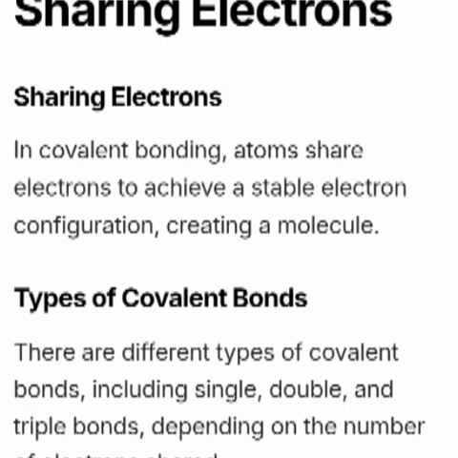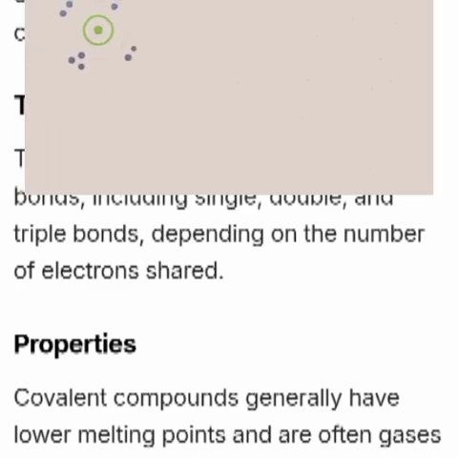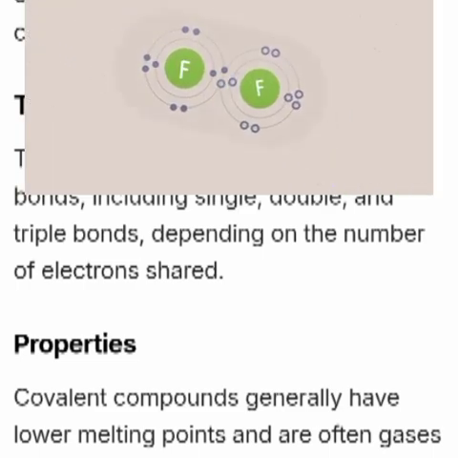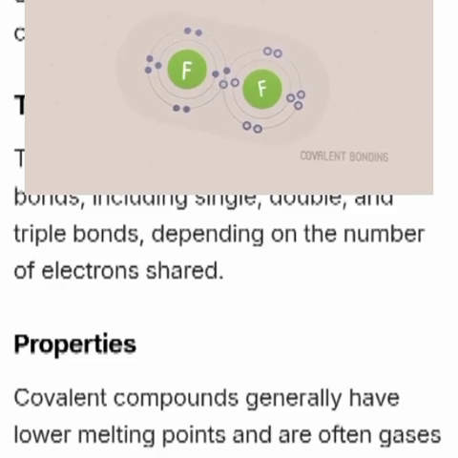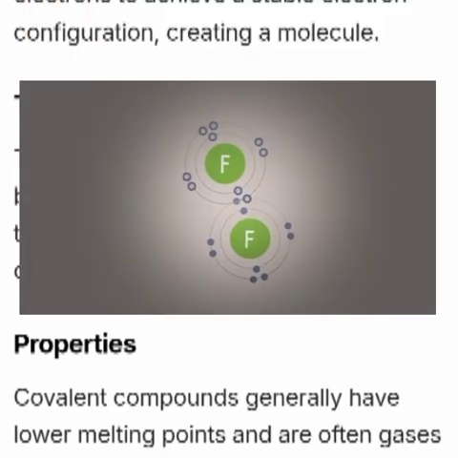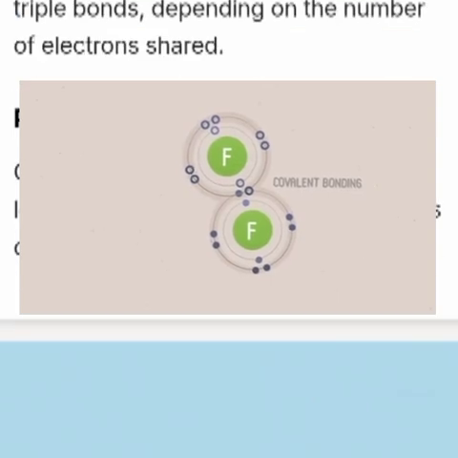Okay, now let's see covalent bond. What are the features of covalent bond? Here there is a sharing of electrons. In covalent bonding, atoms share electrons to achieve a stable electronic configuration, creating a molecule. So this involves the sharing of electrons between two atoms, normally two or more non-metallic atoms.